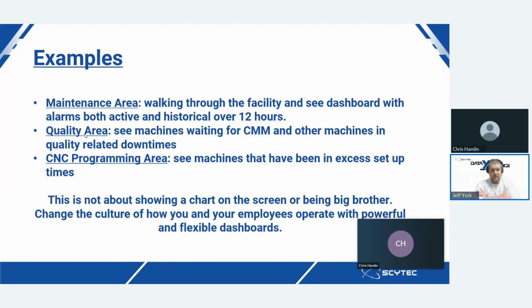Next would be the quality area. So you see that a bunch of machines have been waiting for CMM and other downtime related statuses. That can be helpful to just get things up and going and make sure everything is running in a normal cycle time. The next would be a CNC programming area to see the machines that have been in excess setup for too long, where we're delaying the start of this. And this could be very hurtful to people that are in a high mix but low volume production setting.